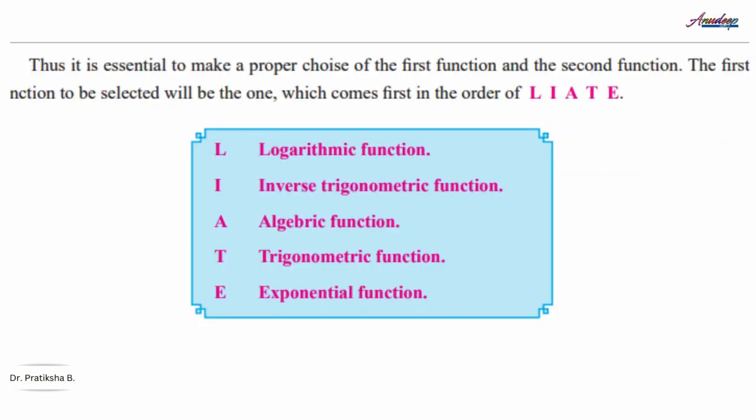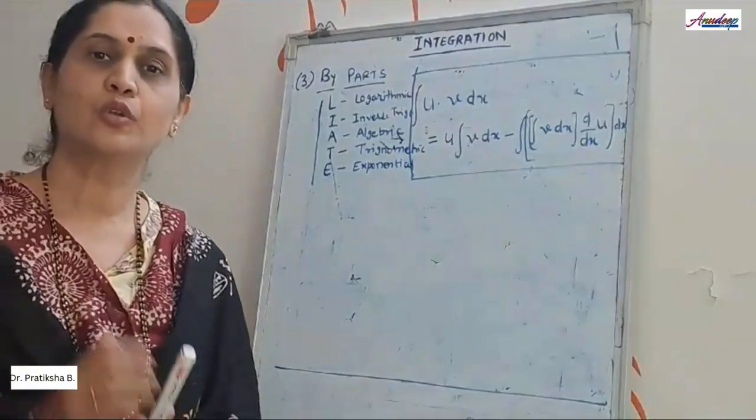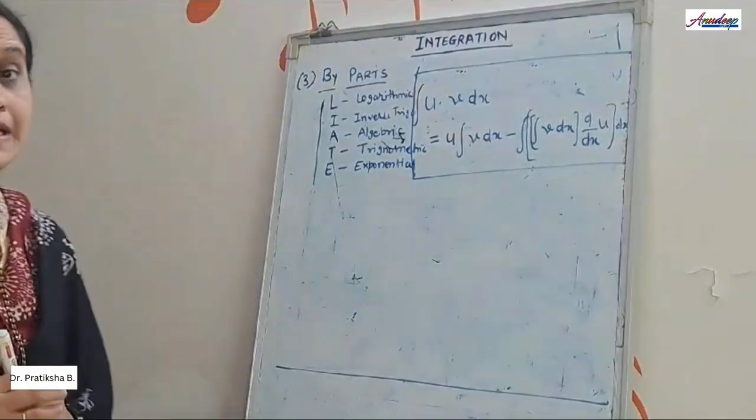We make use of the LIATE rule when we are solving problems by integration by parts and when we want to decide which is u function and which is v. So it is identified by the precedence given below. When we are talking about LIATE, L stands for logarithmic, I inverse trigonometric function, A algebraic function, T trigonometric function, and E exponential function. So let us see how to evaluate problems using integration by parts.